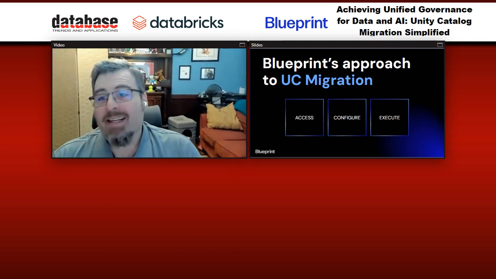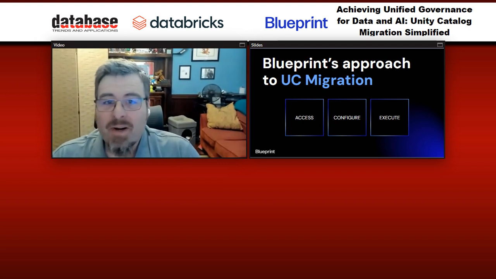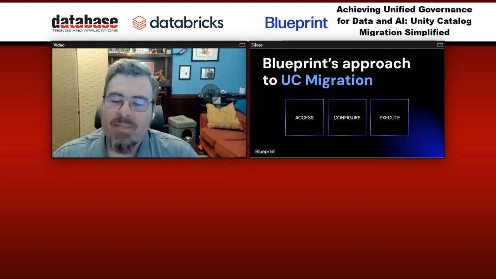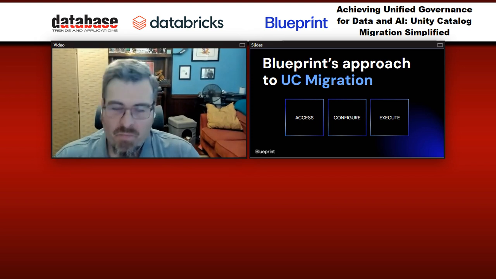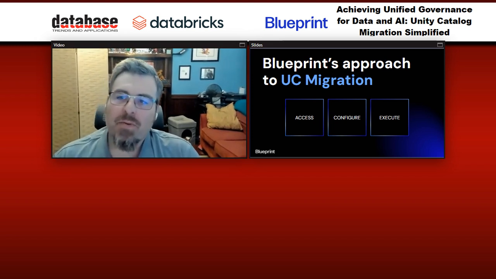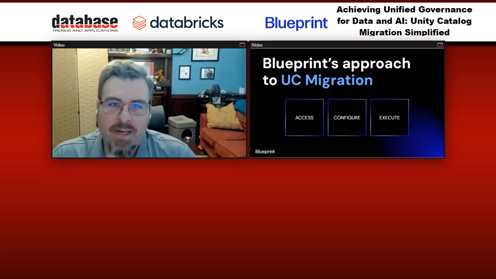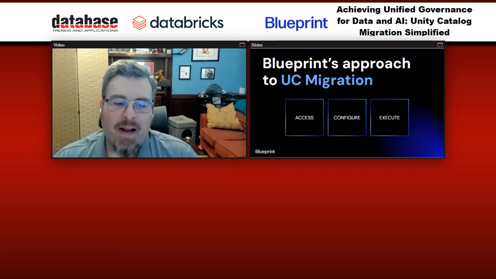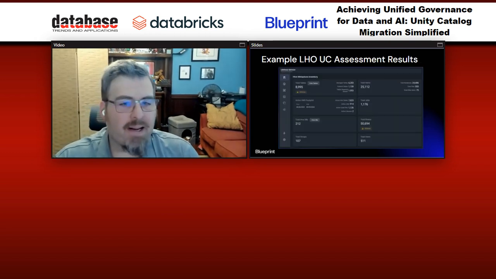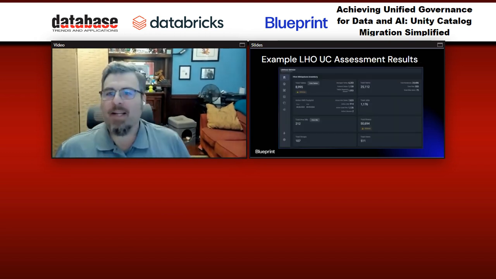So it sounds like a pretty easy process, 3 steps. There are a lot of hidden details that, when we engage with you, we will work through that complexity with you and help you ease into Unity Catalog. So let's go to the next slide and look at assessment results.